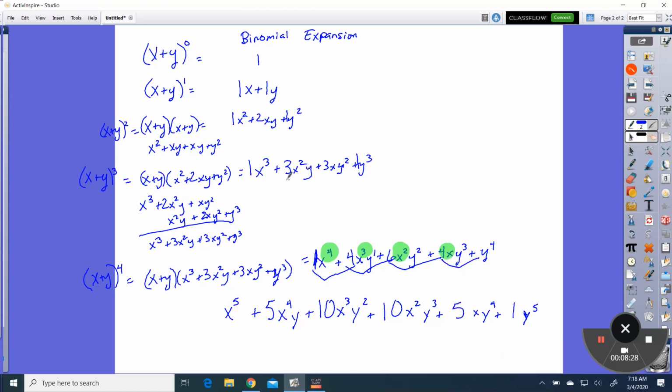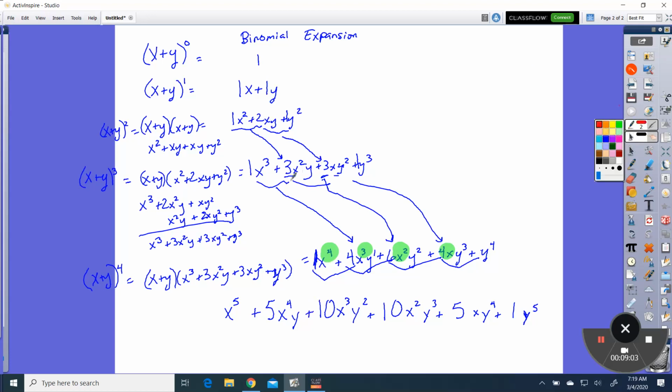And it followed that same pattern up here. 3 plus 3 made 6. 3 plus 1 made 4. 1 plus 3 made 4. Up above, 2 plus 1 made 3. 2 plus 1 made 3. It'll always follow that with binomial expansion. Okay? They actually call these numbers Pascal's triangle if I take just the coefficients.